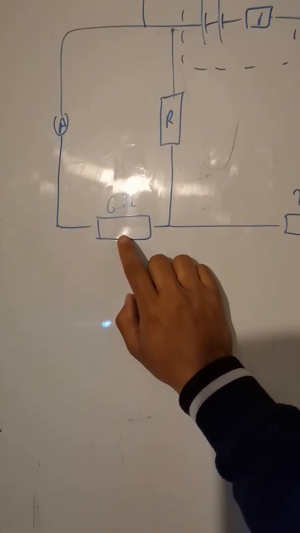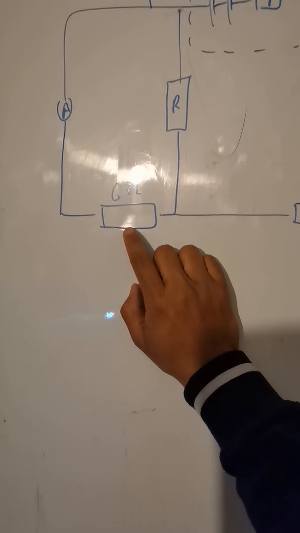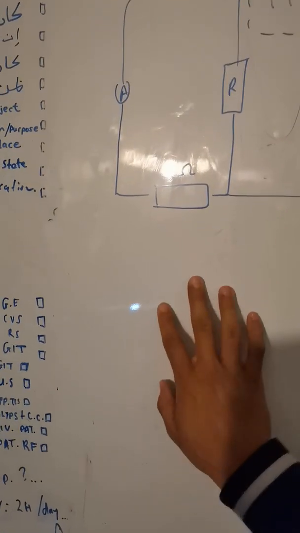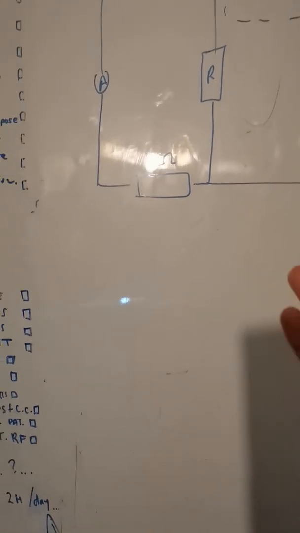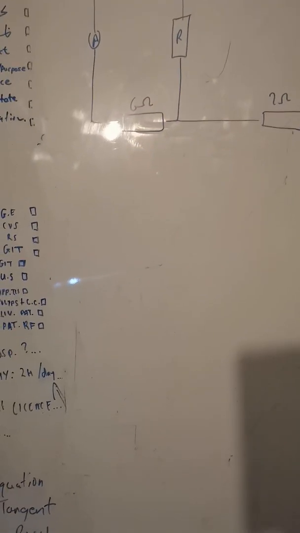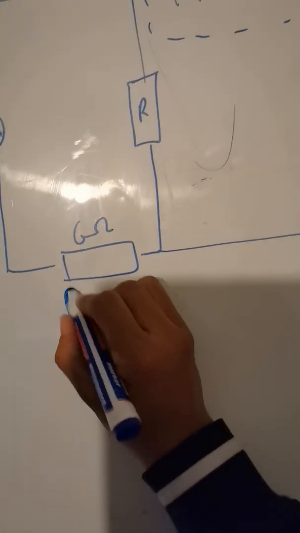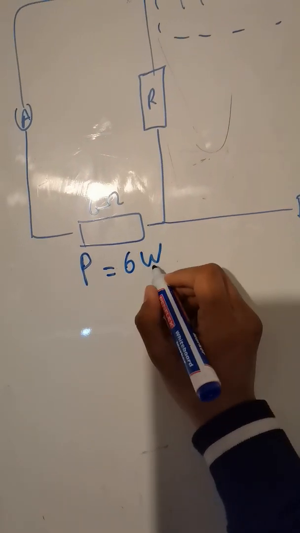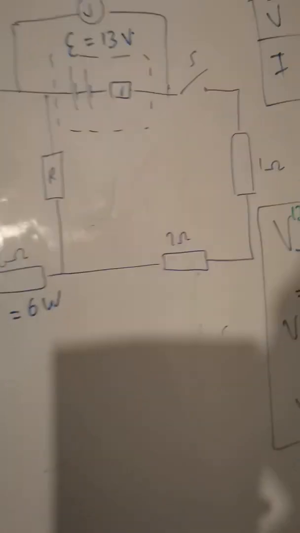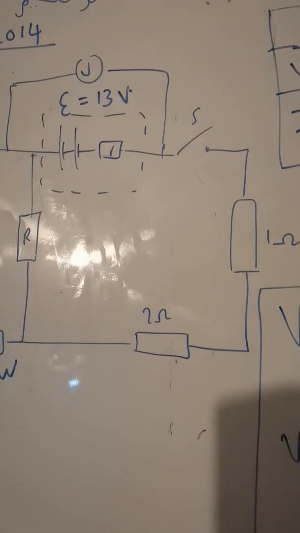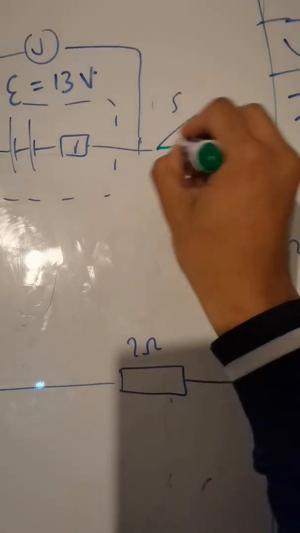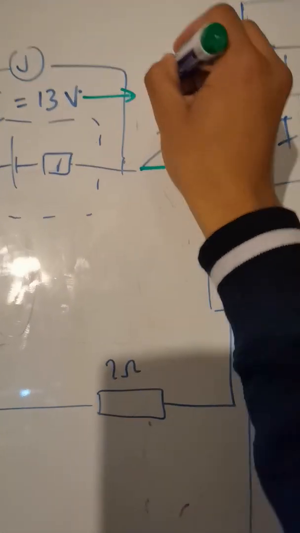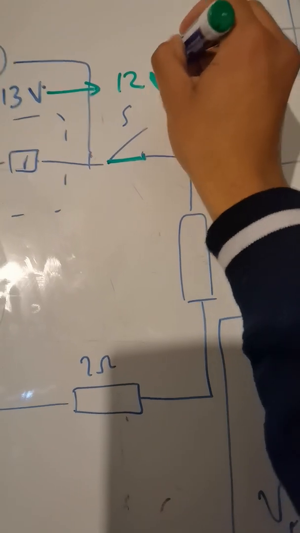The learner uses a circuit to obtain the potential difference required for the walking doll to function. When the switch is closed, the reading on the voltmeter drops to 12 volts. And the walking doll functions at a maximum power of 6 watts. So the power of this resistor is 6 watts. And they say that when the switch is closed, the voltmeter drops to 12 volts.